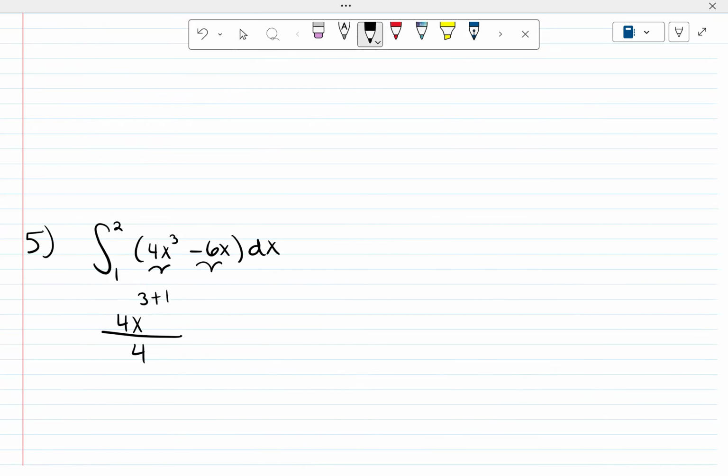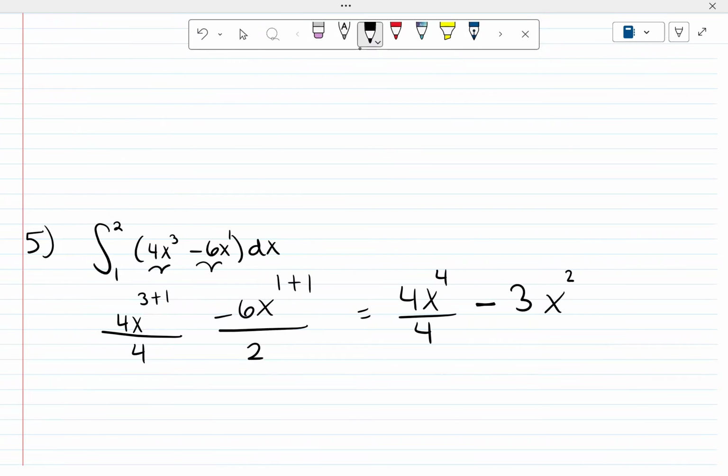And then what is the integral of negative 6x to the 1? So it's going to be negative 6x, whole power plus 1 divided by that power. So if you kind of move this up, this is going to be 4x, and then 3 plus 1 is 4, and negative 6 over 2 is negative 3x squared. And then the 4 cancels, you're left with x to the 4th minus 3x squared, and then we go from 1 to 2. You apply the fundamental theorem, right? Okay.